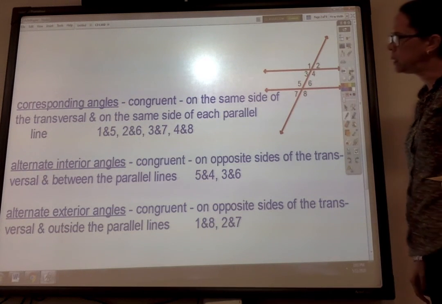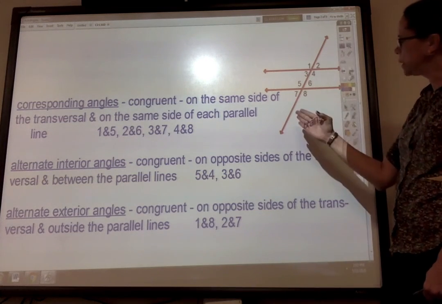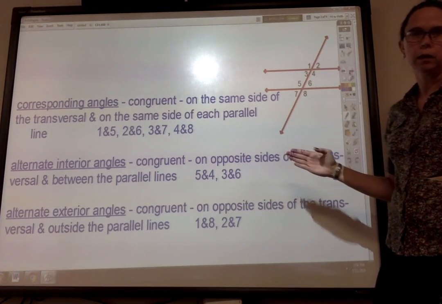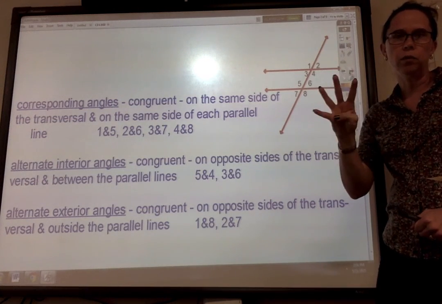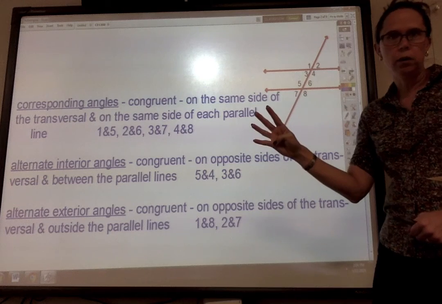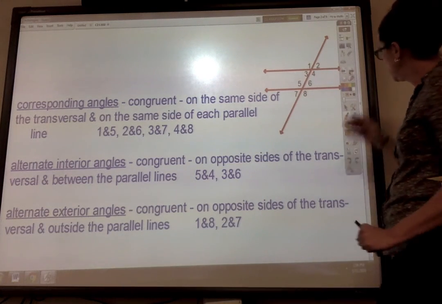Okay? Corresponding angles. One thing you need to notice when we have a transversal that intersects a pair of parallel lines is that we have 8 angles created, but 4 of them are acute and 4 of them are obtuse. All the acute angles have the same measure, and all the obtuse angles have the same measure. It's kind of a neat situation.